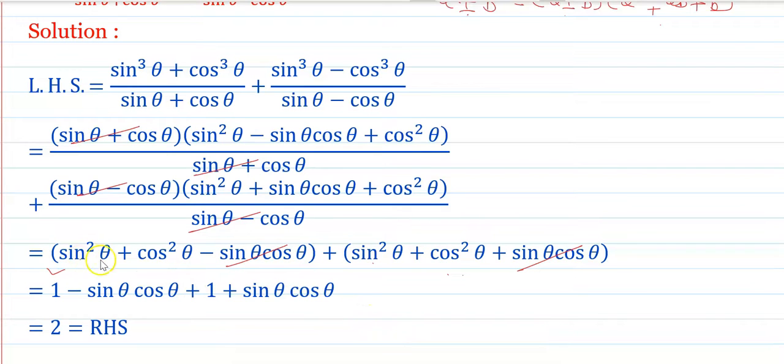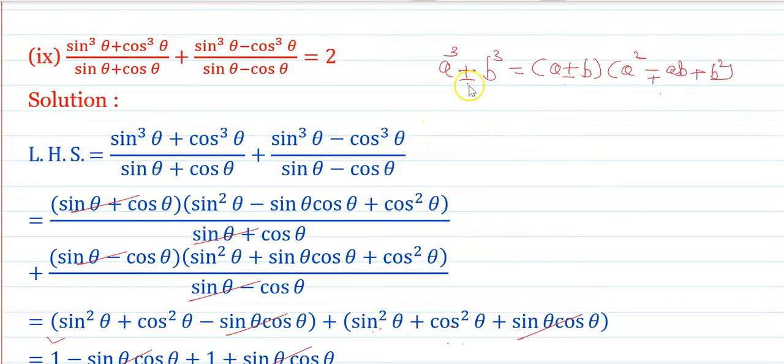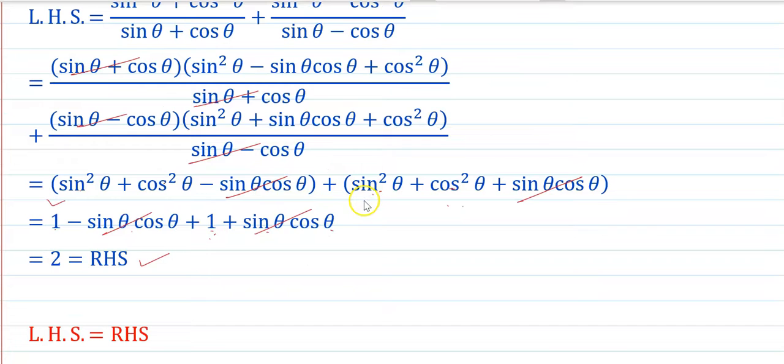Now next, sin square theta plus cos square theta is 1. And minus sin theta into cos theta, plus 1, since sin square theta plus cos square theta is 1, plus sin theta into cos theta. Now minus and plus get cancelled. You will get 1 plus 1 that is equal to 2, and hence LHS is equal to RHS, and hence the result. Here we only have to apply the formula of a cube plus b cube and a cube minus b cube, and then you will get the required result.